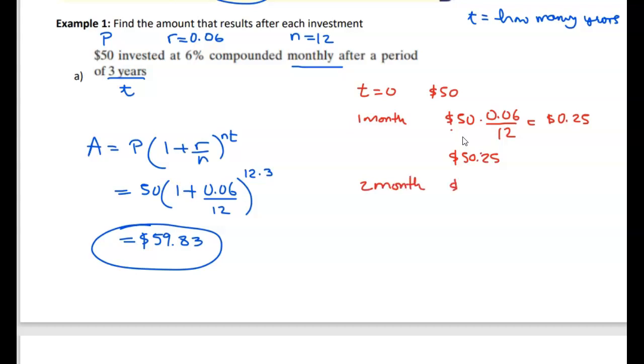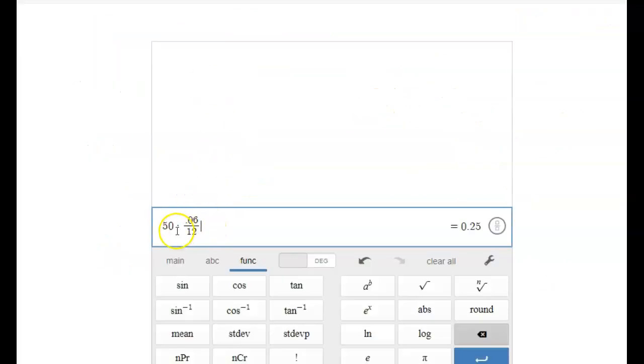Now the second month, you take that $50.25, apply that percent spread over 12 months, and figure out how much money you have at the end of the second month. So with 50.25, we get 0.25 again, or 0.251.